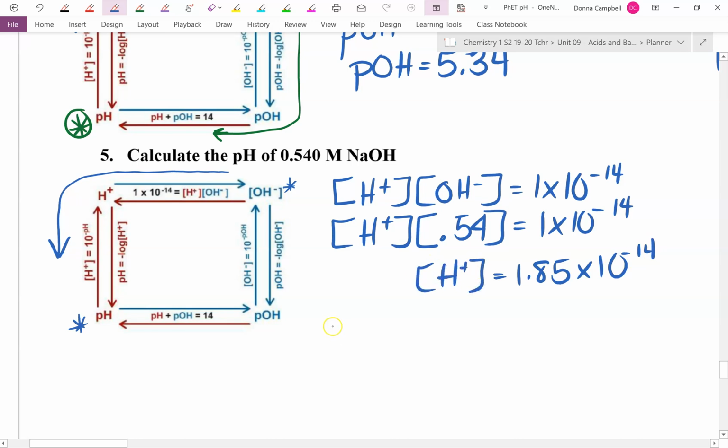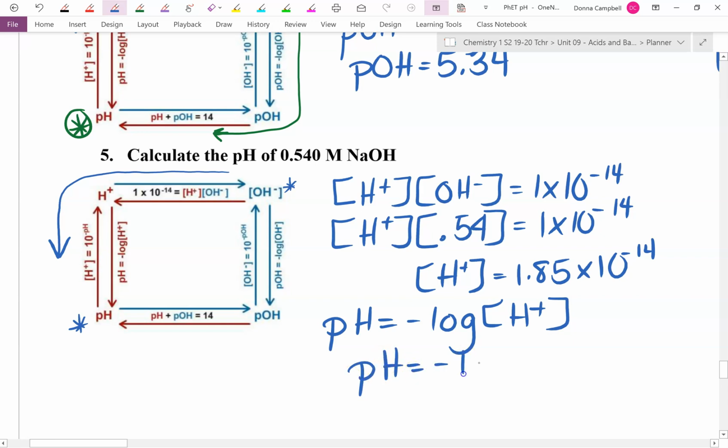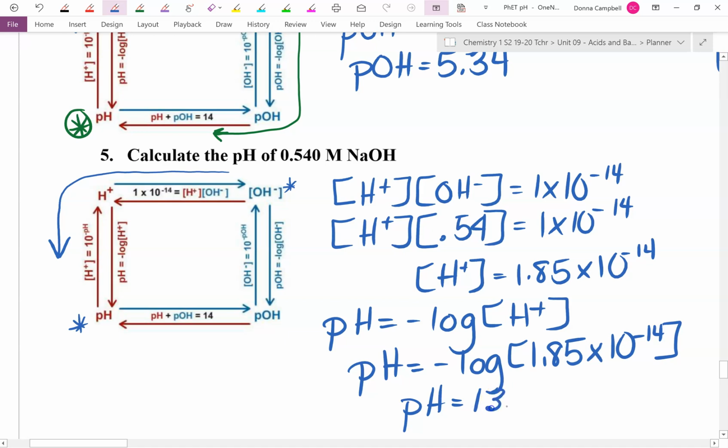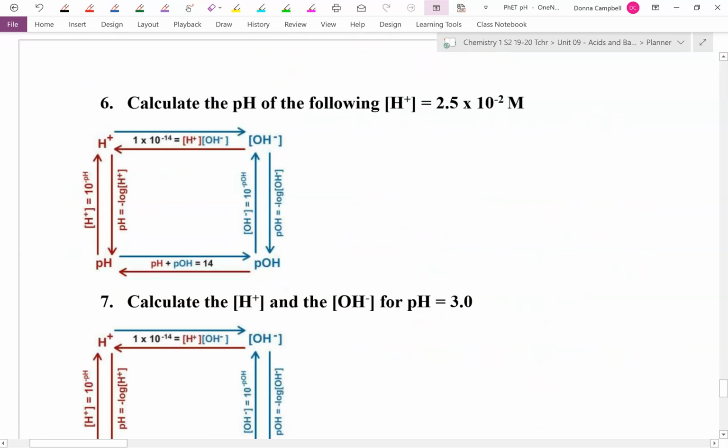It's pretty impressive. So pH is equal to the negative log of the H plus concentration. So pH is equal to the negative log of 1.85 times 10 to the negative 14. So this is a pH equal to 13.7. Notice 2 steps. Anytime you're dealing with a base, you've got 2 steps. Okay, so pH from an H plus concentration, that's just using this one, right?